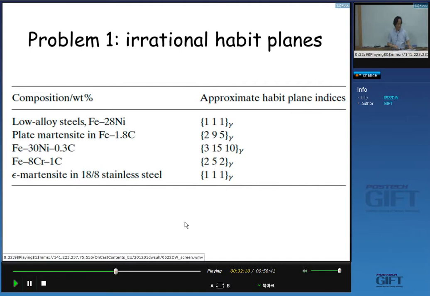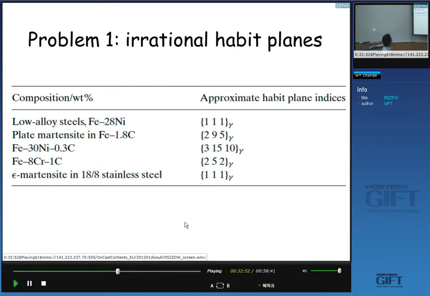So you have to understand, when you think about the martensite transformation, the martensite plate forms from the austenite with the habit plane, which is a macroscopically invariant plane. But when we look at more details of the martensite transformation, there are several problems you have to solve to properly describe the nature of the martensite transformation.